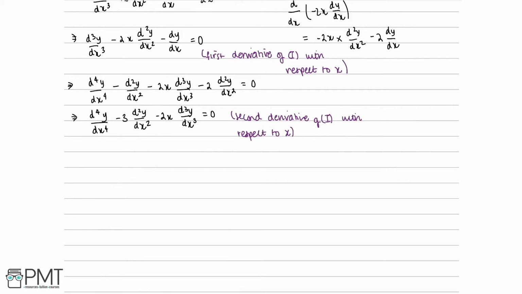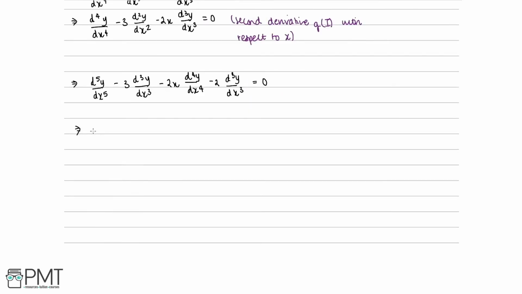So let's once again differentiate this, remembering to differentiate each term, and in order to differentiate the 2x multiplied by the third derivative of y, remembering to use the product rule. So we have the fifth derivative of y minus 3 times the third derivative of y minus 2x multiplied by the fourth derivative of y minus 2 times the third derivative of y is all equal to 0. Once again, we can simplify this by combining the terms with the third derivative of y together. So we have the fifth derivative of y minus 5 times the third derivative of y minus 2x multiplied by the fourth derivative of y, and this is all equal to 0.